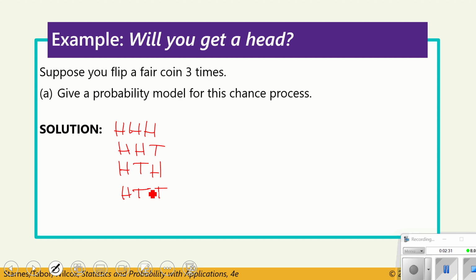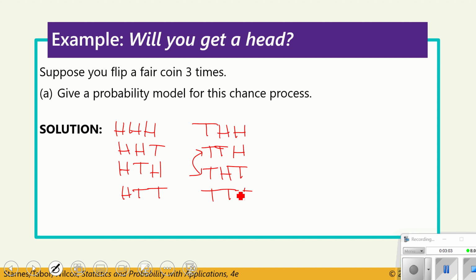And then what if my first coin was a tail? Well, we could have a tail and 2 heads, or we could have 2 tails and then a head, or we could have a tail, head, tail. I guess I switched these 2 around. It doesn't really matter though, as long as you get them all. Or we can have 3 tails. This is the only possible combination for us with flipping 3 coins that are fair.